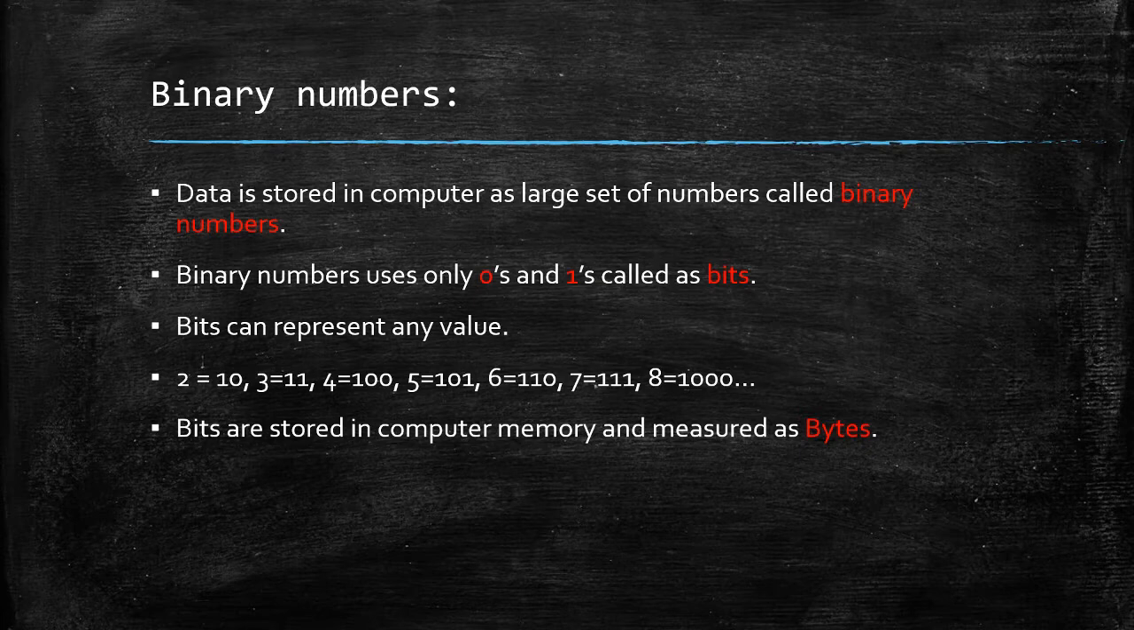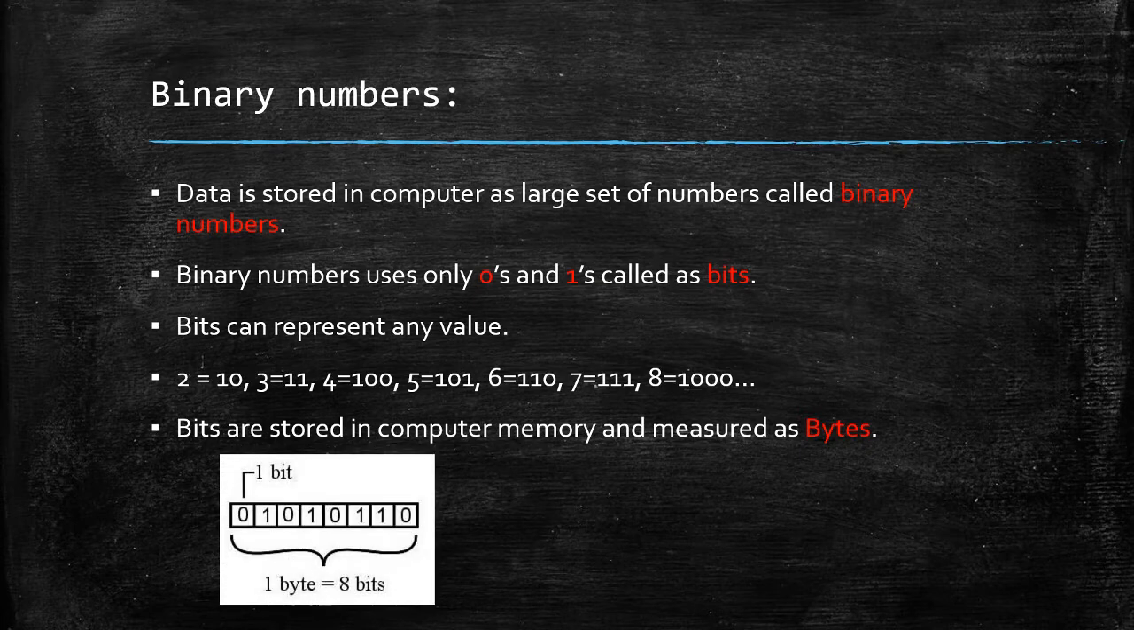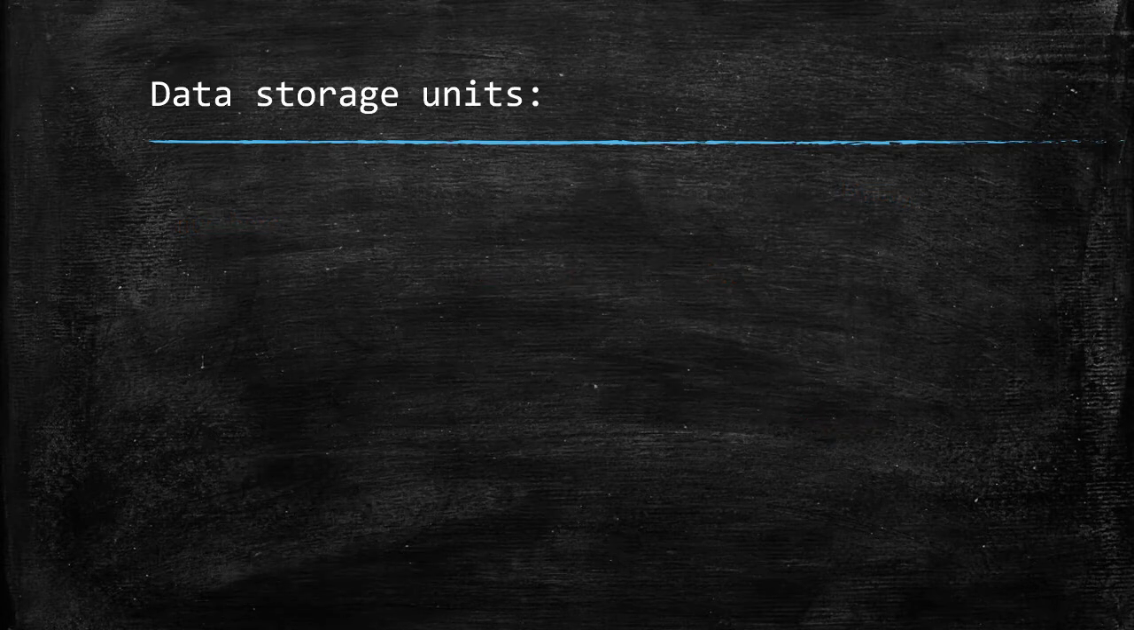Here I'll show you an example. All these zeros and ones are called bits, and when 8 bits are combined together, it is called a byte. Now we will see the hierarchy of data storage units. A bit is 0 or 1. A nibble is 4 bits combined together. 8 bits combined together form a byte.